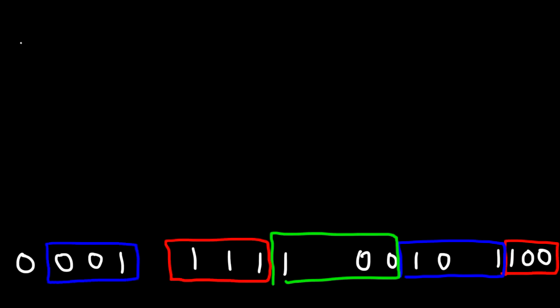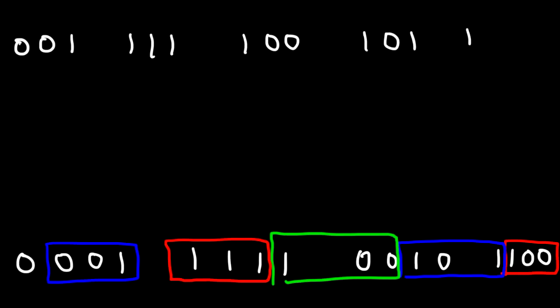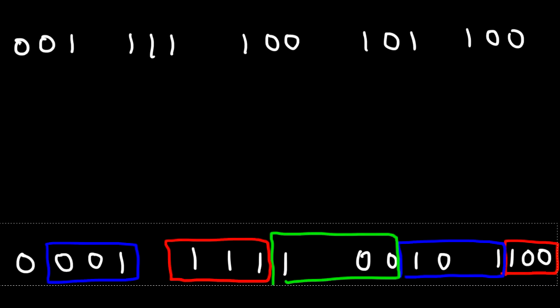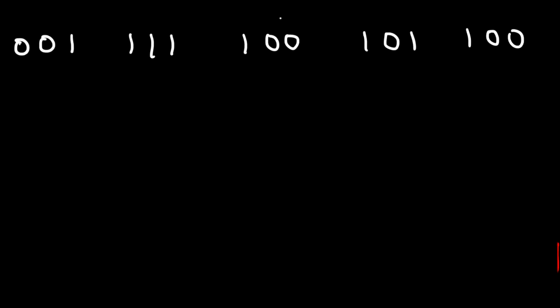So the first group on the left is 0, 0, 1. And then we have 1, 1, 1. And then 1, 0, 0. And then 1, 0, 1. And then 1, 0, 0. So let's convert these binary numbers in groups of 3 to their decimal equivalents.